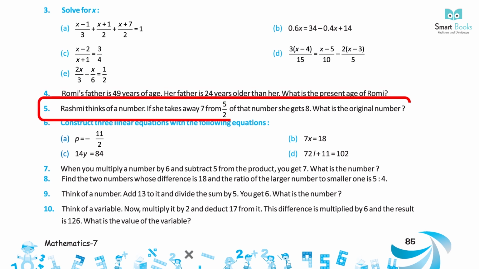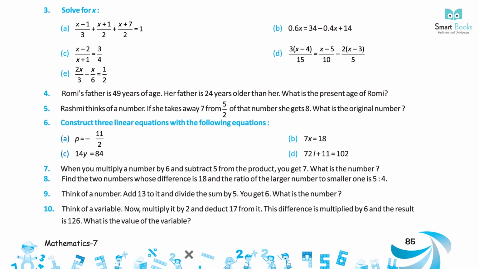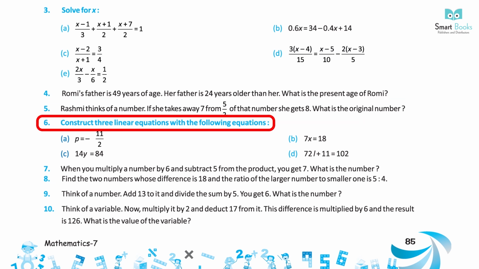Question 5. Rashmi thinks of a number. If she takes away 7 from 5 upon 2 of that number, she gets 8. What is the original number? Solution: 6. Question 6. Construct 3 linear equations with the following equations.